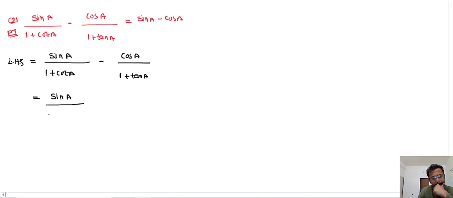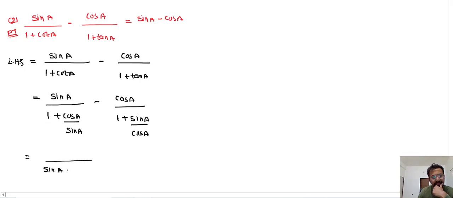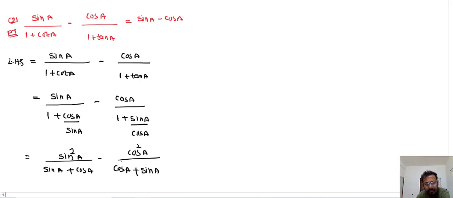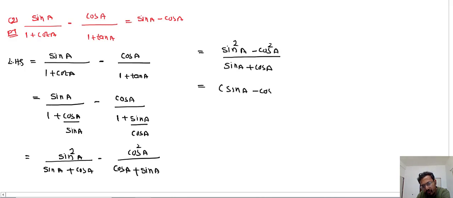Just cross multiply. It is sin A plus cos A, and the denominator of the denominator goes to the numerator, so sin into sin square A. Same here: cos A plus sin A, and the denominator of the denominator becomes the numerator, so cos square A. Here A plus B and B plus A are equal, so the denominators are equal and we can merge the numerators: sin square A minus cos square A over sin A plus cos A. Now we have two factors, sin A minus cos A and sin A plus cos A. Here we have sin A plus cos A in the denominator, so these two cancel. So sin A minus cos A, that's our RHS, right hand side.